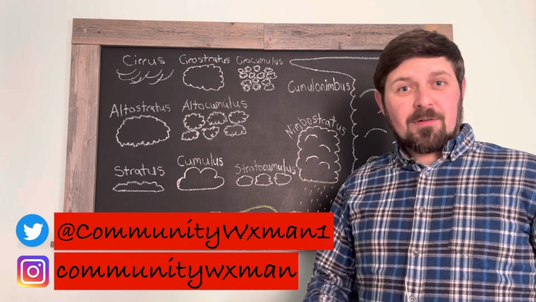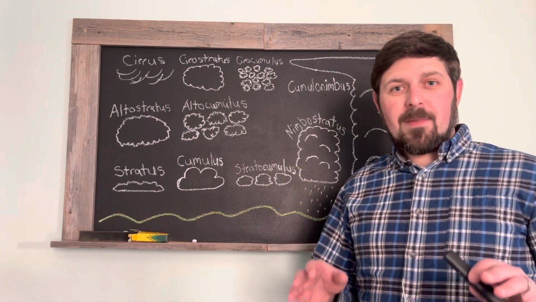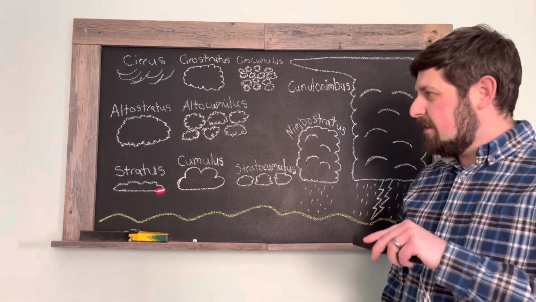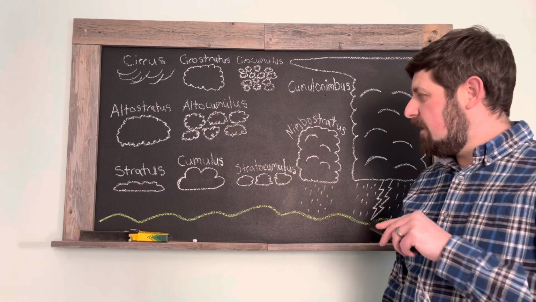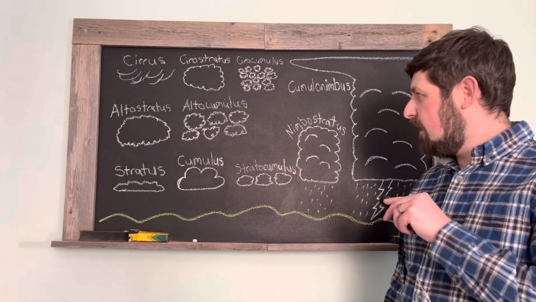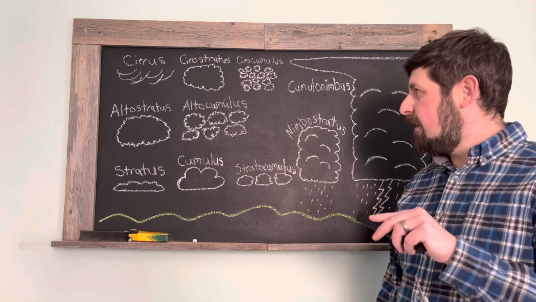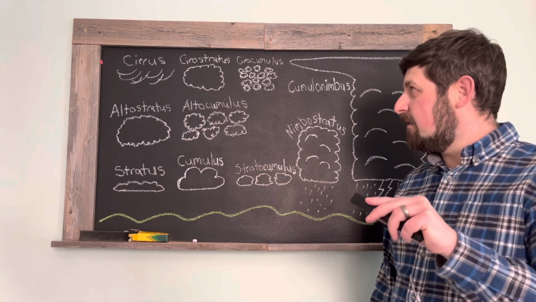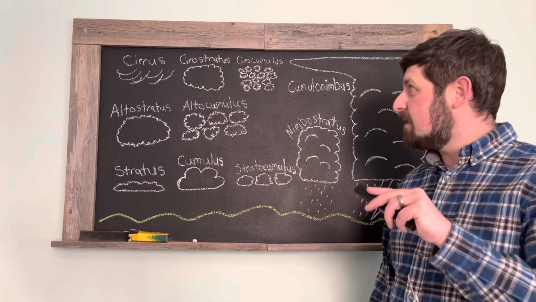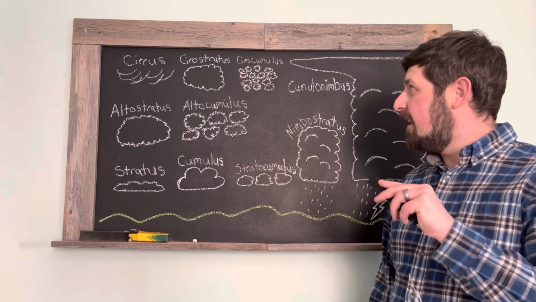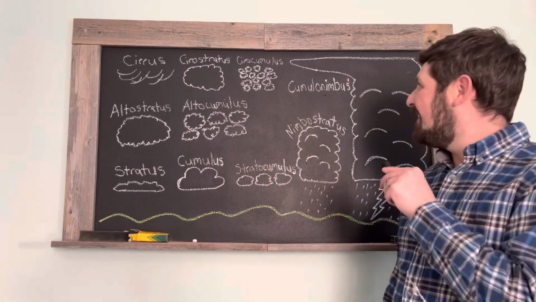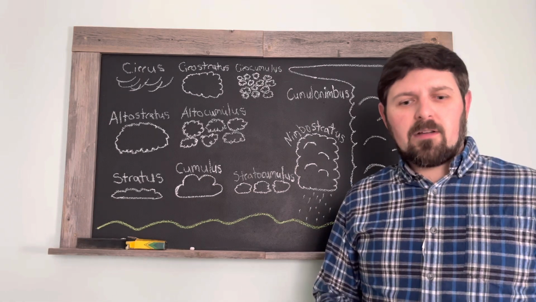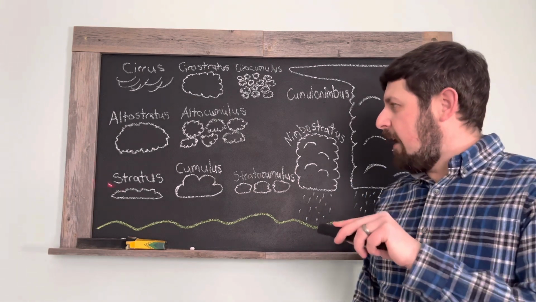So today we're going to be talking about the 10 basic types of clouds, and those are stratus, cumulus, stratocumulus, nimbostratus, altostratus, altocumulus, cirrus, cirrostratus, cirrocumulus, and everyone's favorite cloud, the cumulonimbus. So we're going to start off with our low-level clouds, and our first one up is our stratus cloud.